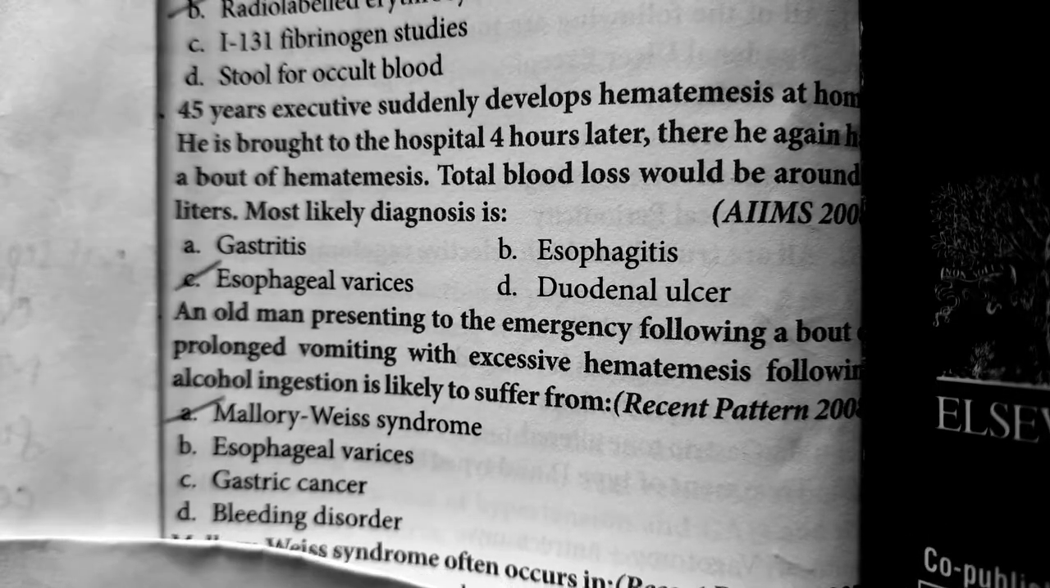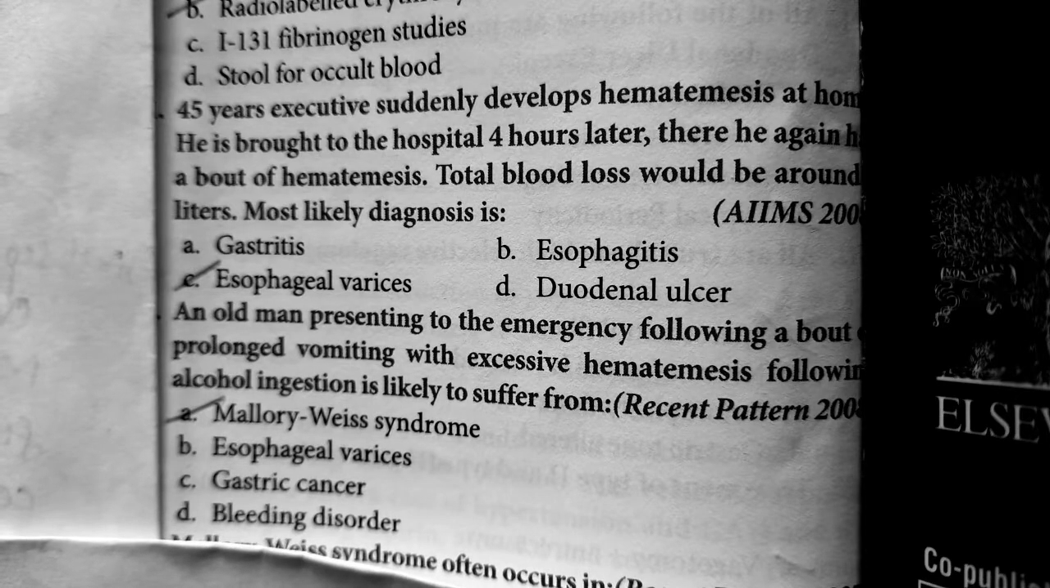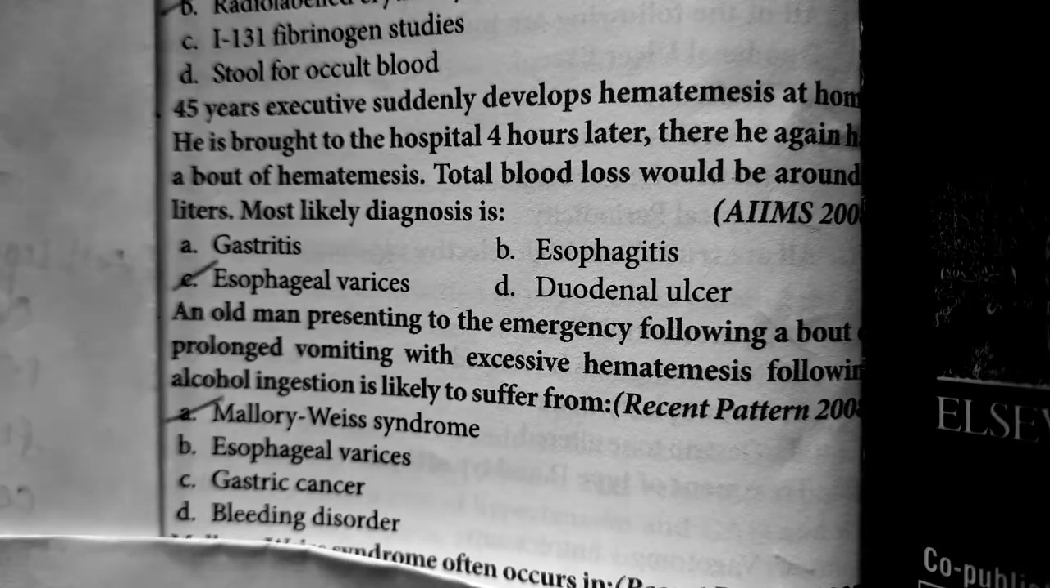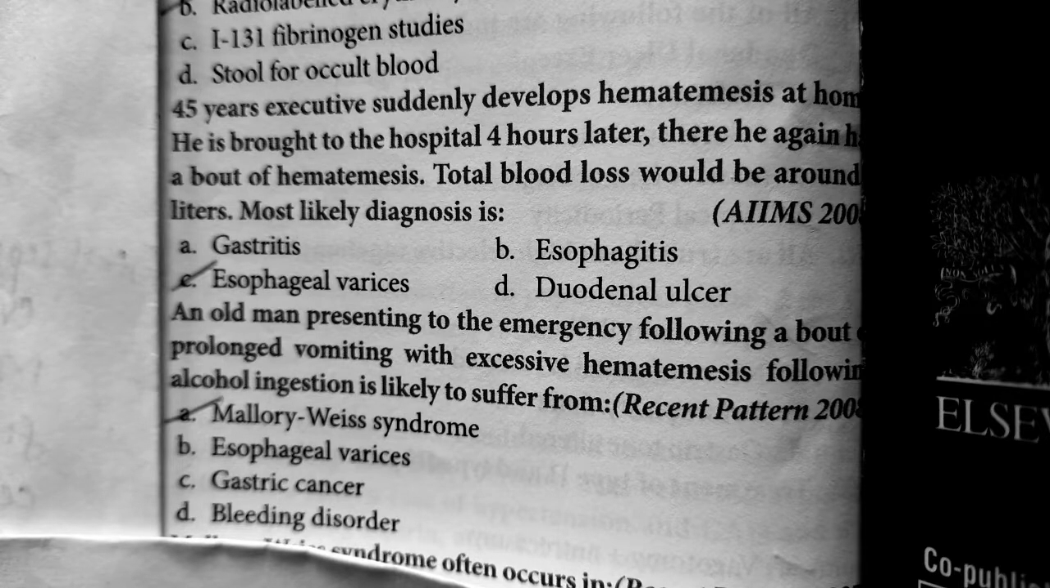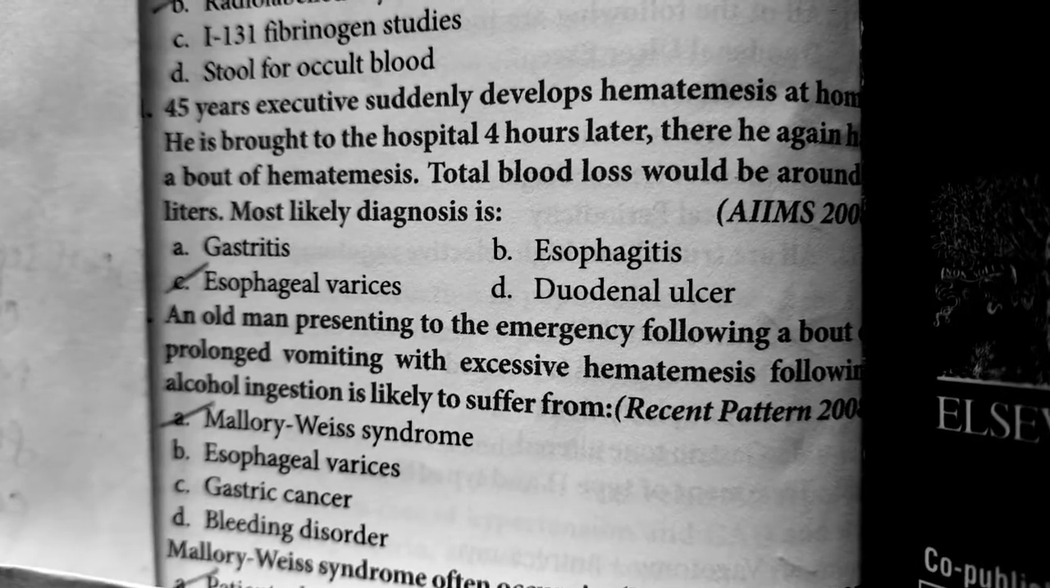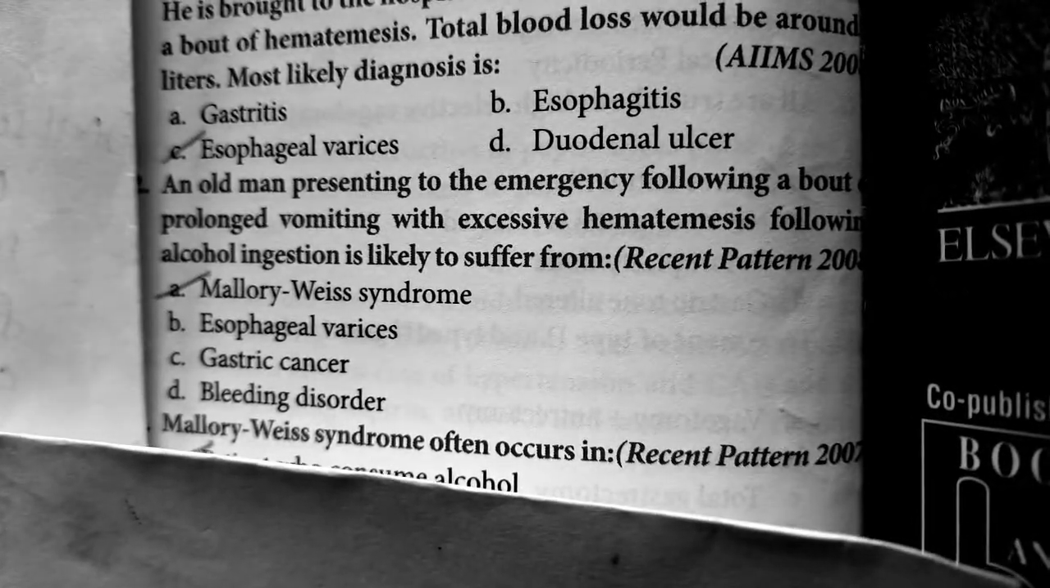Mallory-Weiss occurs after excessive vomiting. When the patient has excessive vomiting, there is erosion of the cardia, then there is bleeding or upper GI bleed seen. That is, hematemesis is noted. So this is the classic picture of Mallory-Weiss.